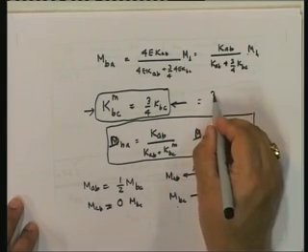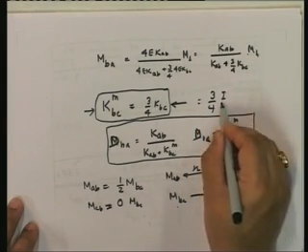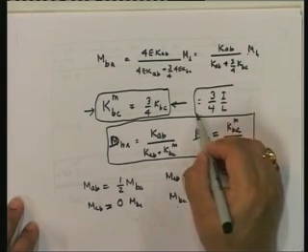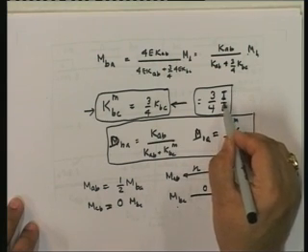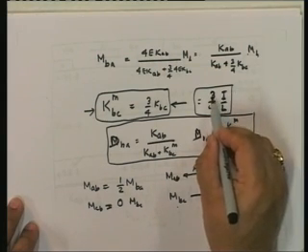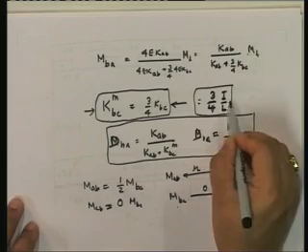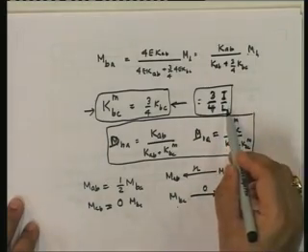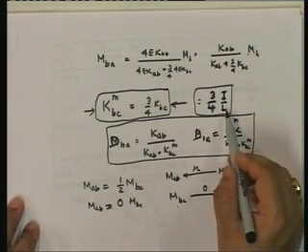for a modified member, instead of, for a regular member, K is equal to I upon L. For a modified member, K is 3/4 I by L only at the continuous end. Is that clear? And you can only apply the modified if the other end is a support. So at a support, you never have another member. So that does not come into the picture.